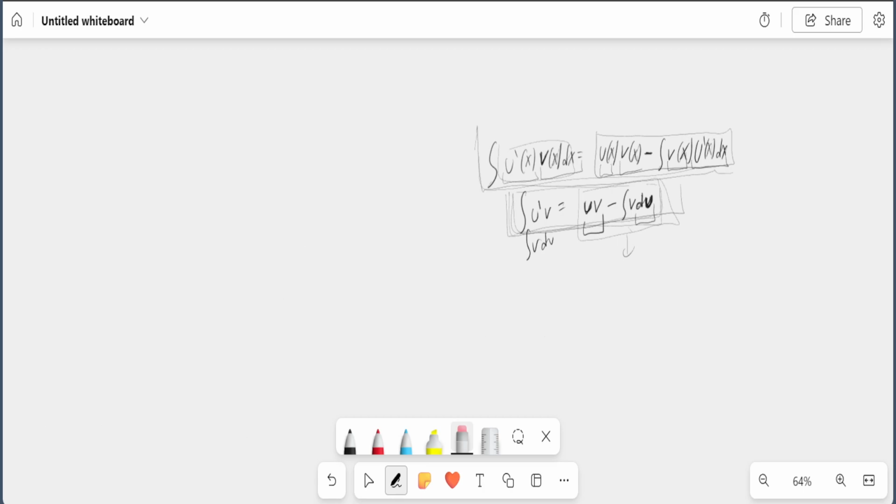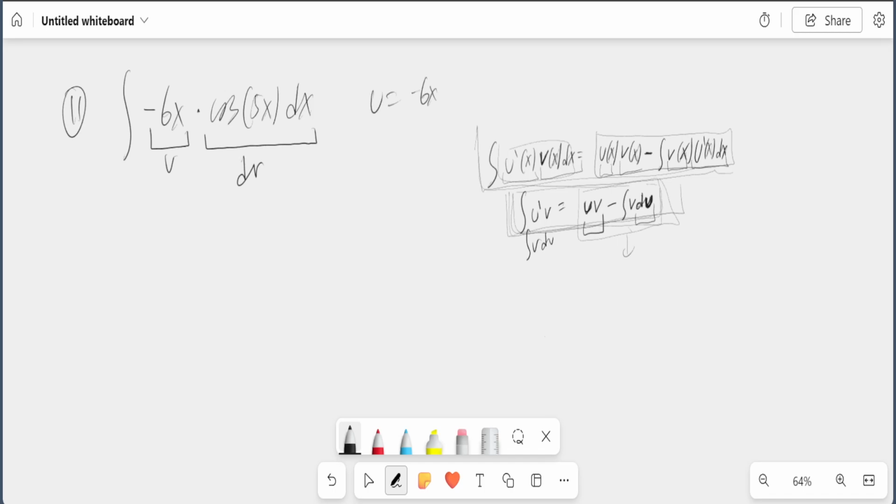So my intuition is telling me that there's two functions, negative 6x and the cosine 5x. My intuition is telling me that the negative 6x is the u, and then the cosine 5x dx is the dv. And why is that? Because negative 6x will terminate. Negative 6x will become negative 6, and then the derivative of any constant is 0. Yeah, and then this one doesn't terminate. But that's fine because... Yeah.